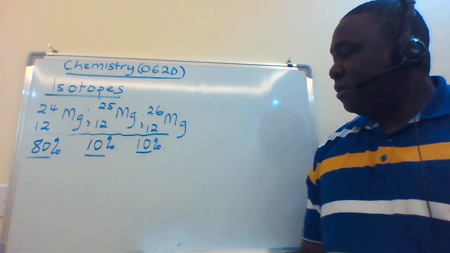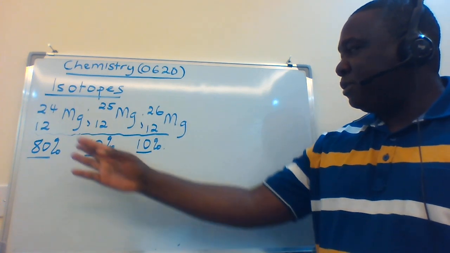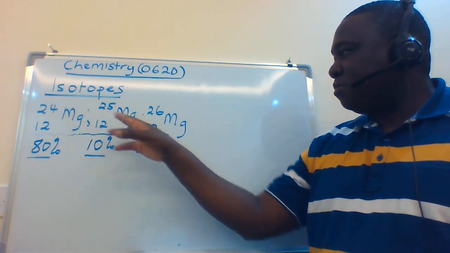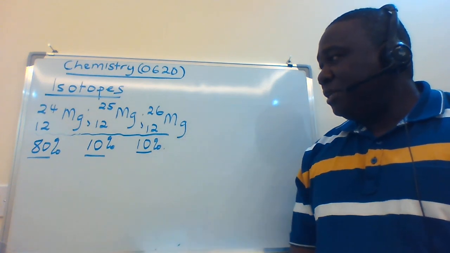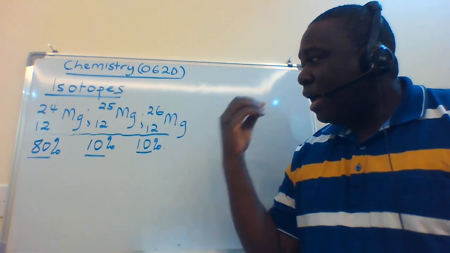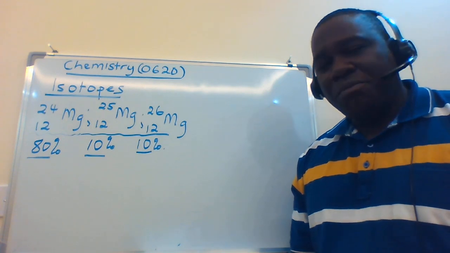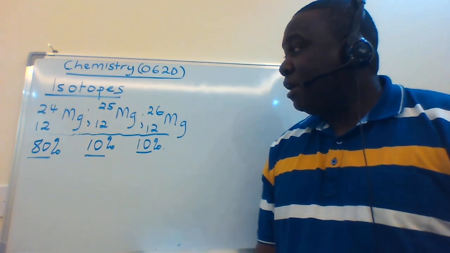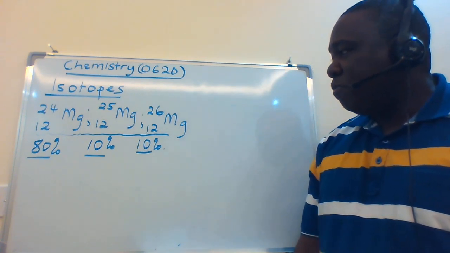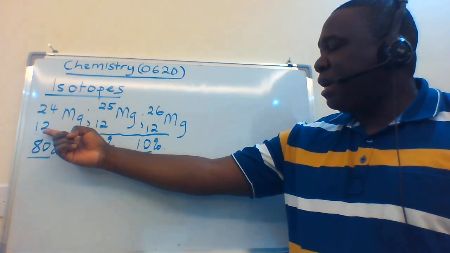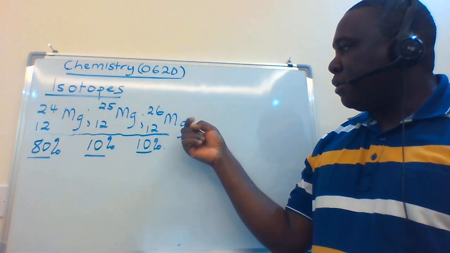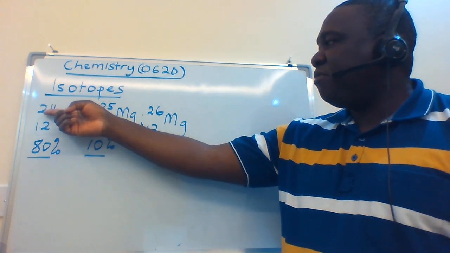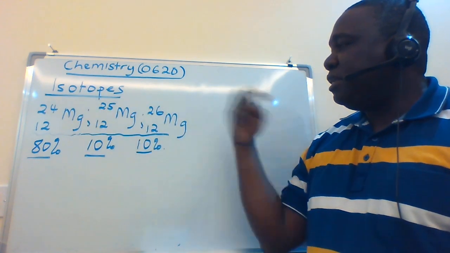As you can see on the whiteboard, I have put about three atoms of the same element, magnesium. What does this tell you? It tells you that atoms of the same element may not necessarily be the same. They can be different. For instance, you notice that the number at the bottom is the same, 12, 12, 12. Okay? But the number at the top is different, 24, 25, 26.